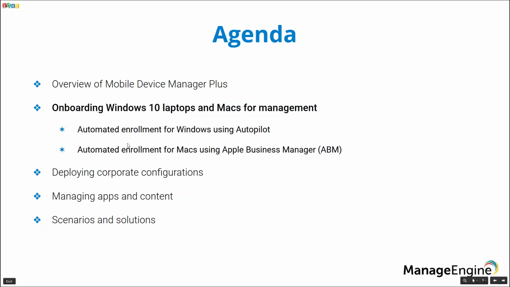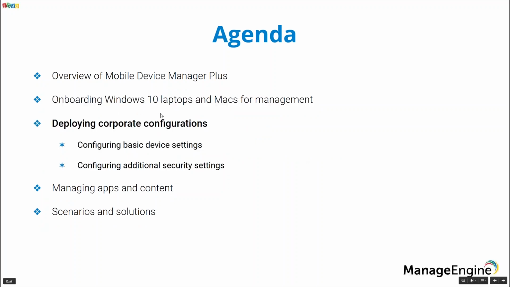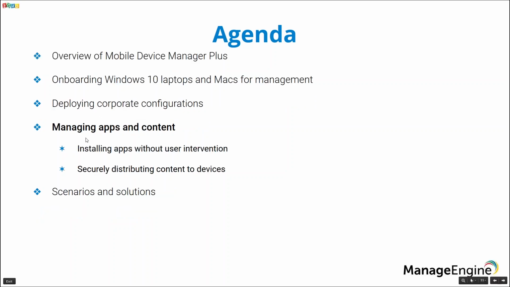Once we discuss onboarding your Windows 10 laptops and MacBooks, we shall see how you can deploy basic settings like configuring VPN, email accounts or Wi-Fi profiles onto those endpoints. Once that is over, we will see how we can silently distribute applications without user intervention, and also how you can deploy your own enterprise application using our product.